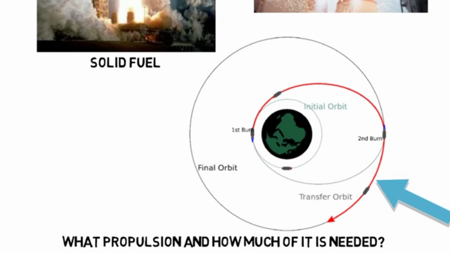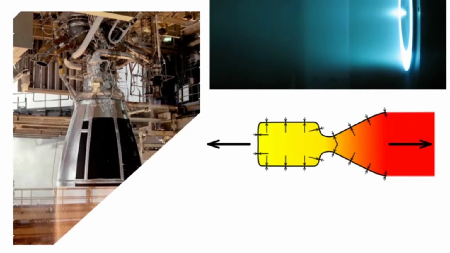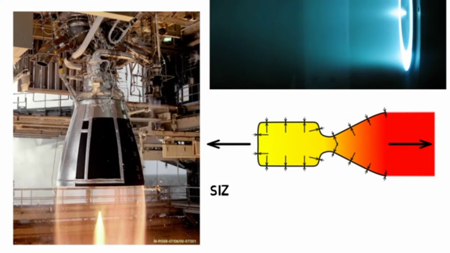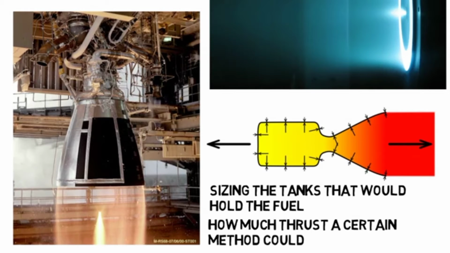Or in deep space, one method you could use is electric propulsion, which is weak but very efficient. Other details would include shaping and determining the material for the nozzle, sizing the tanks that would hold the fuel, and figuring out how much thrust a certain method could provide.